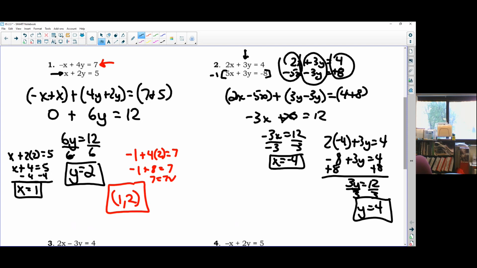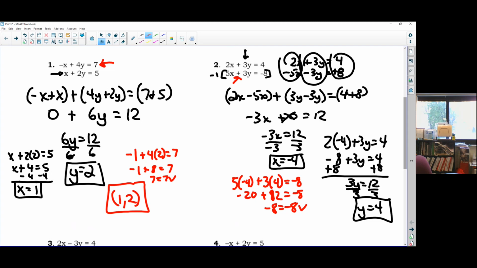We just got to check it now in the other equation, which is the original one here. So 5 times negative 4 plus 3 times 4 gives me negative 8. Well, 5 times negative 4 is negative 20 plus 12. When I add 12 to negative 20, I get negative 8. So it does check.